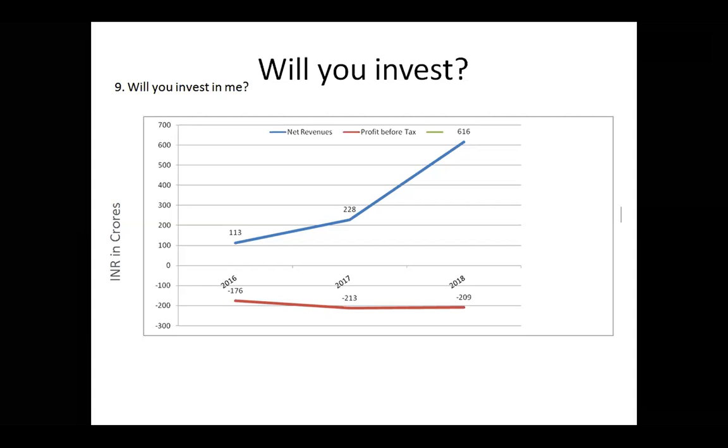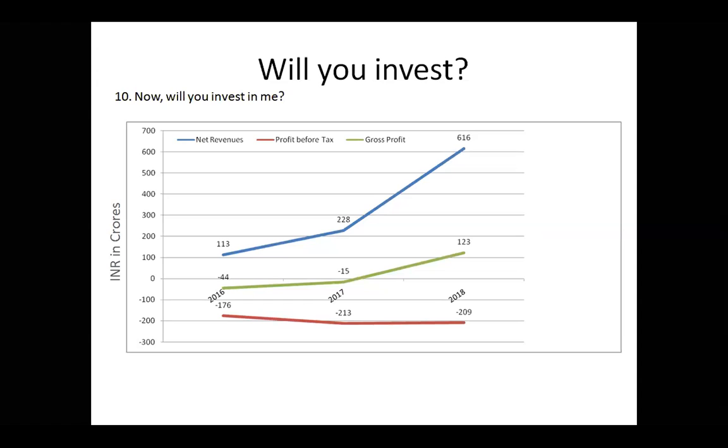More answers. Okay, let me add one more data for you. Yes, still with you. Thank you so much. Look at this. 2016, my turnover was 113 crores. My loss was 176 crore. My gross profit was 44 crore of loss. 2017, this 44 crore of gross loss went to 15 crore of gross loss. And 2018, it became gross profit of 123 crores with a net loss of 209 crores. And my turnover was 600 crore.